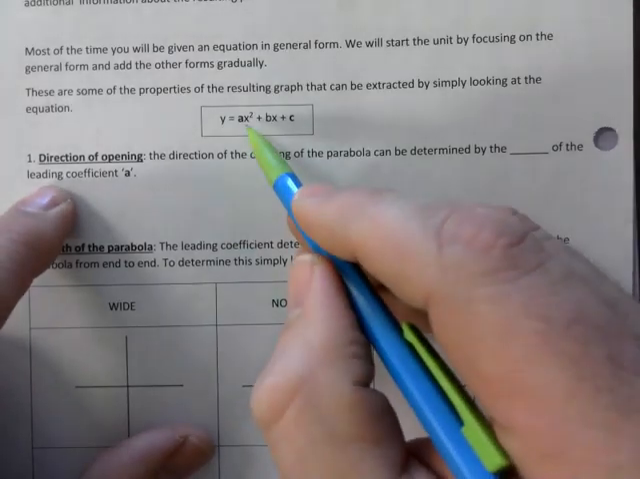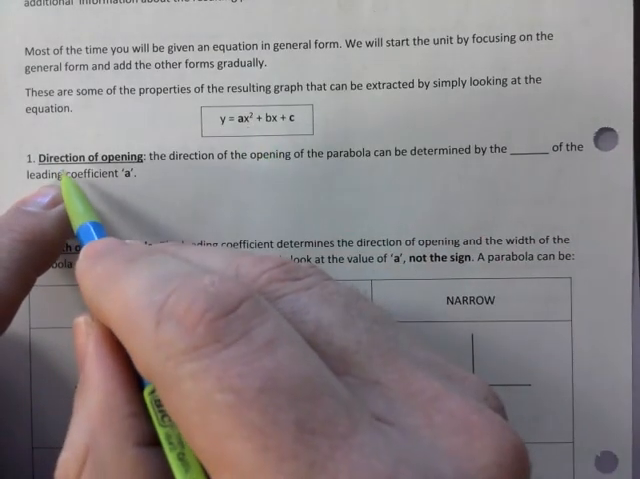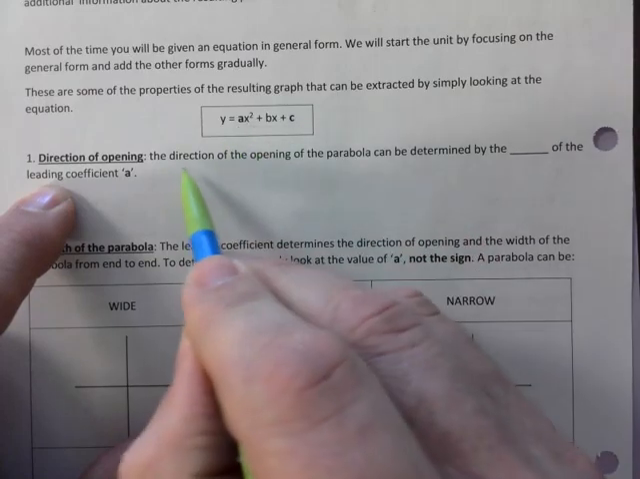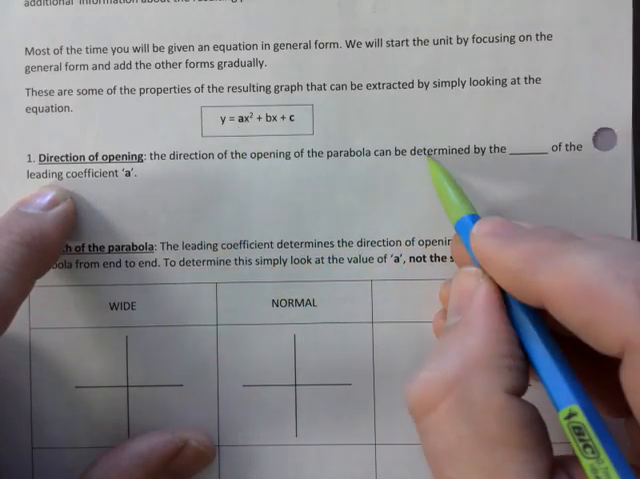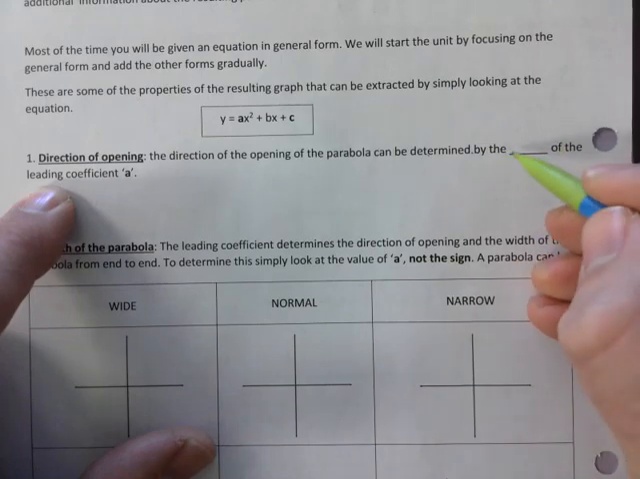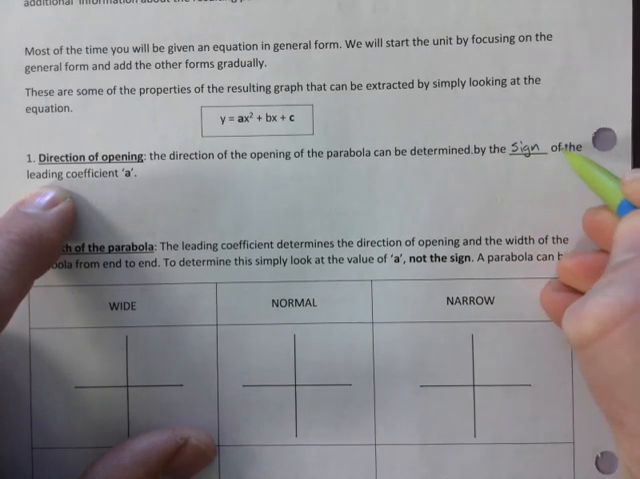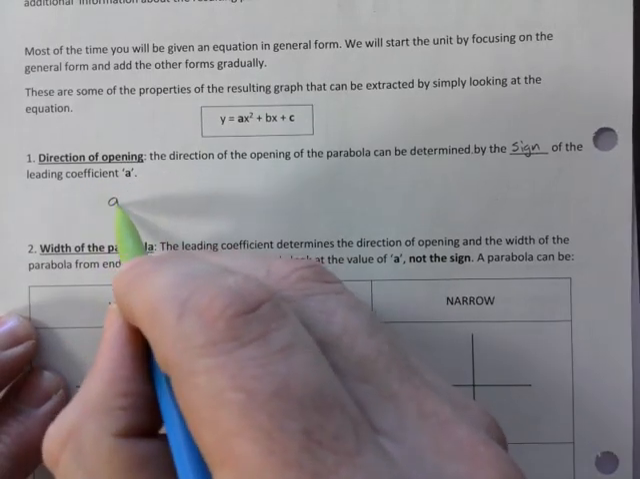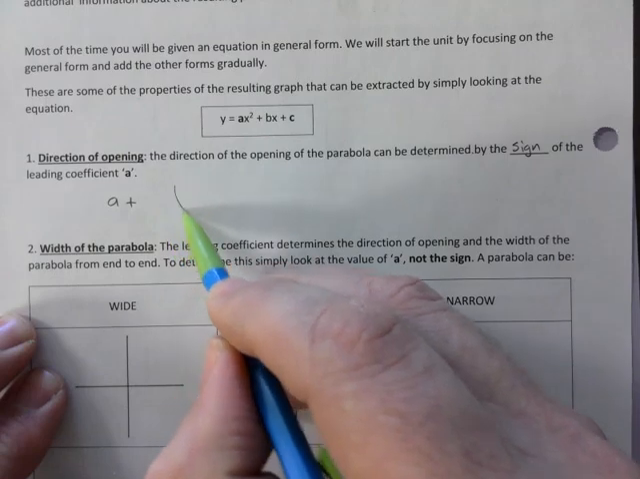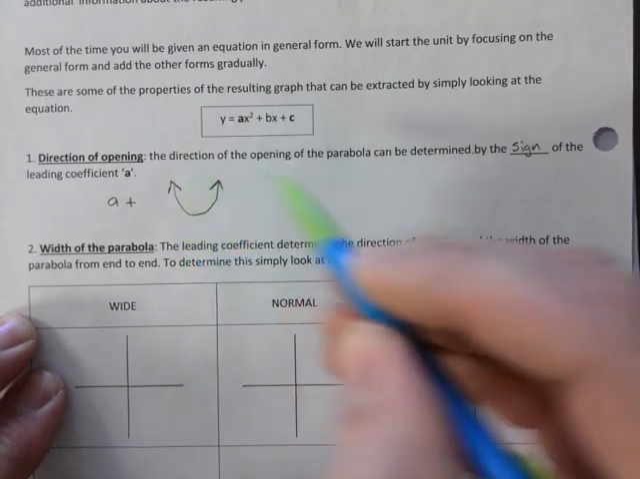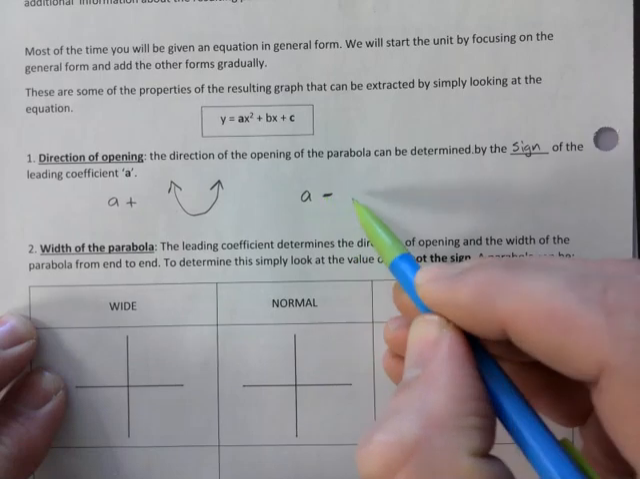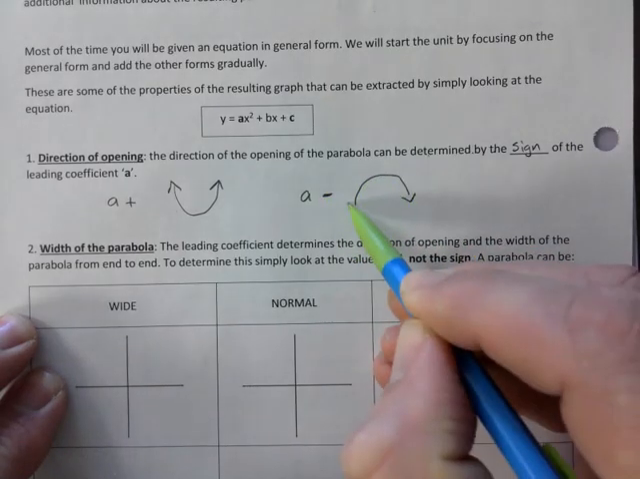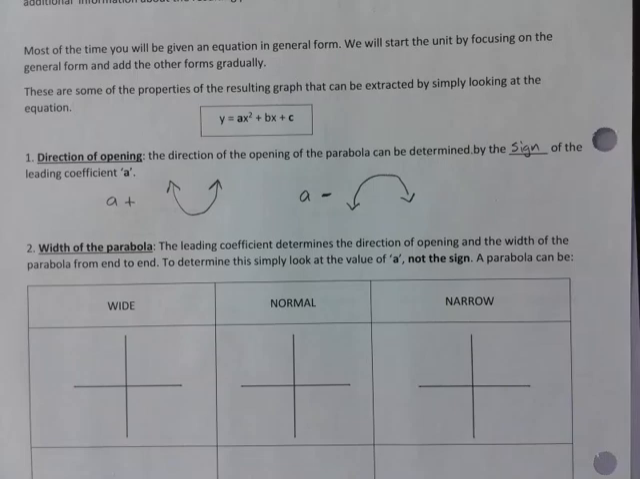So when you have a general form, we know the direction of the opening of the graph. And it is determined by the sign of the leading coefficient A. Okay, so if you notice that A is positive, you know it's going to open up. If you notice that the leading coefficient is negative, you know it's going down. And I'm telling you this because it's important when you graph it that you should see that. If not, you made a mistake when you typed it in.